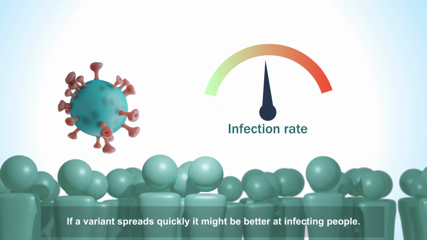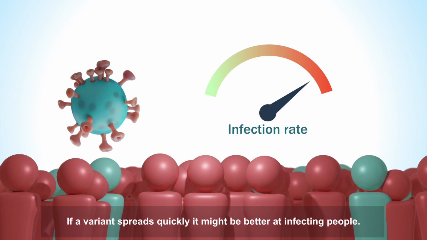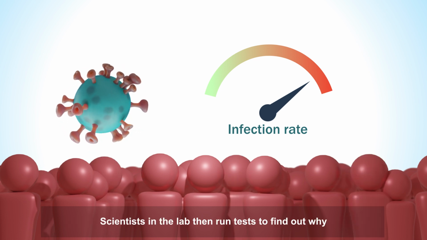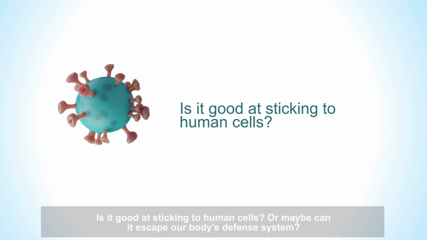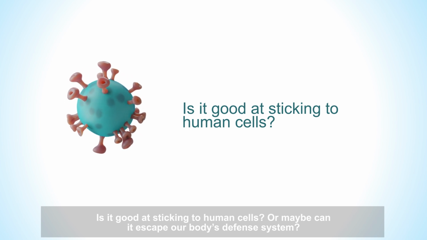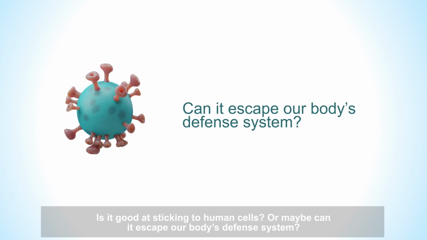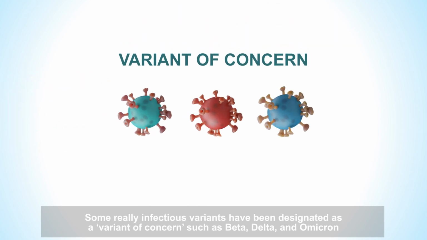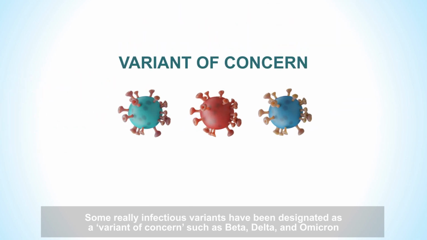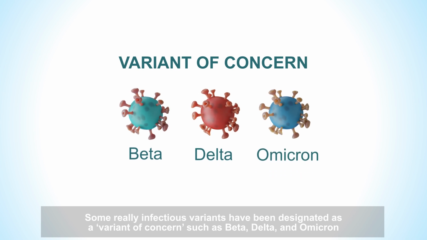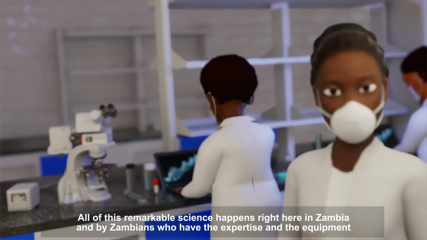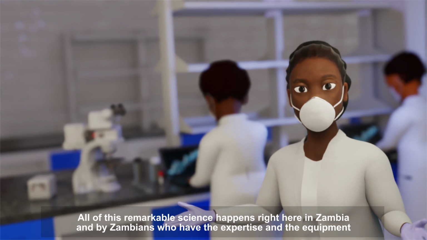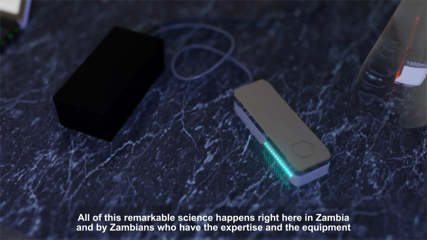If a variant spreads quickly, it might be better at infecting people. Scientists in the lab then run tests to find out why. Is it good at sticking to human cells? Or maybe, can it escape our body's defense system? Some really infectious variants have been designated as a variant of concern, such as Beta, Delta, and Omicron. All of this remarkable science happens right here in Zambia, and by Zambians who have the expertise and the equipment.